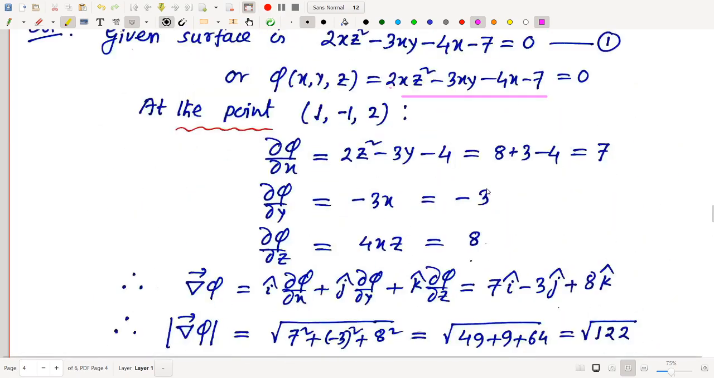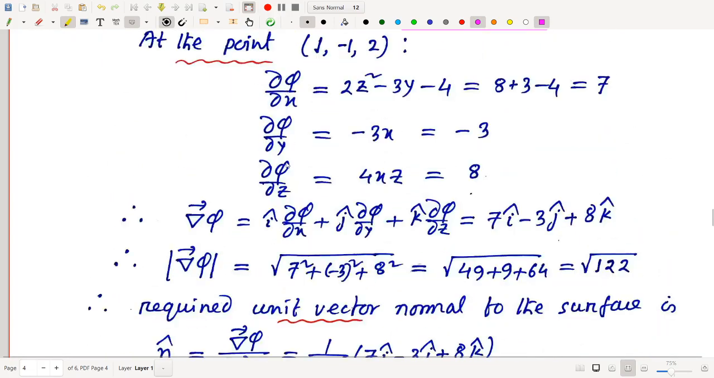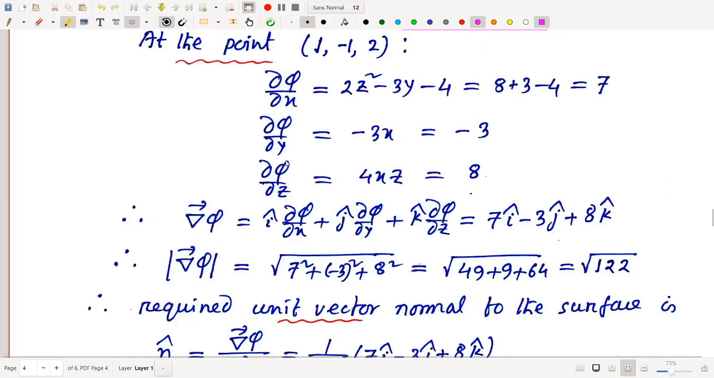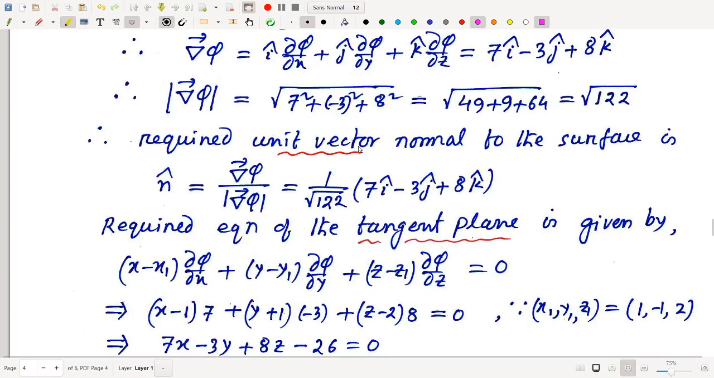Okay, of course we can find grad phi directly here, instead of finding individual partial derivatives, for finding the unit vector. But why have we done this? Because we shall use these values of partial derivatives for finding the equation of the tangent plane and normal. Okay.